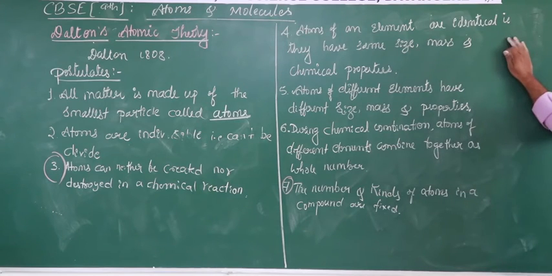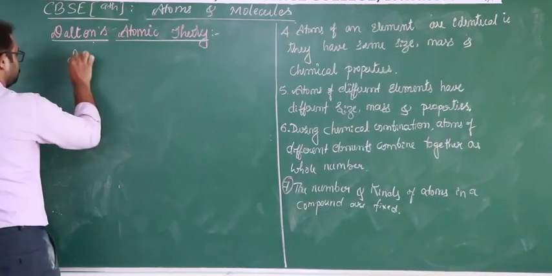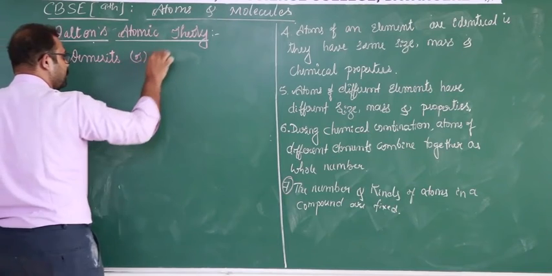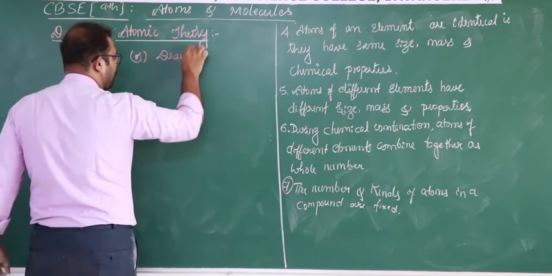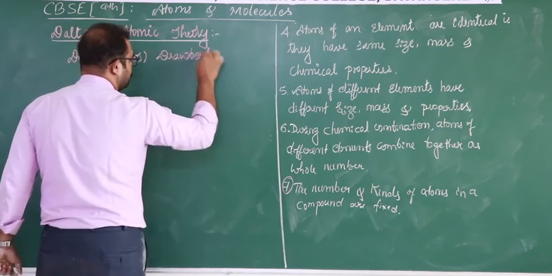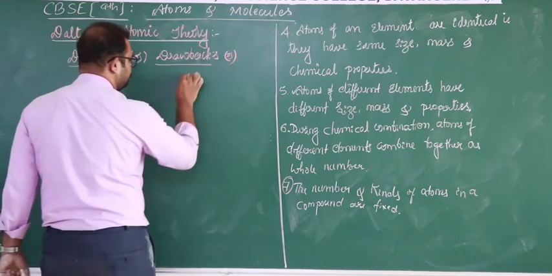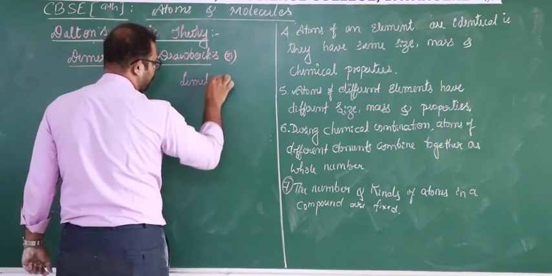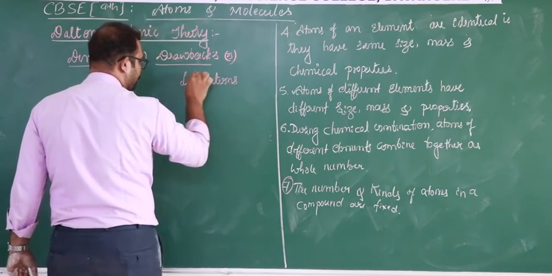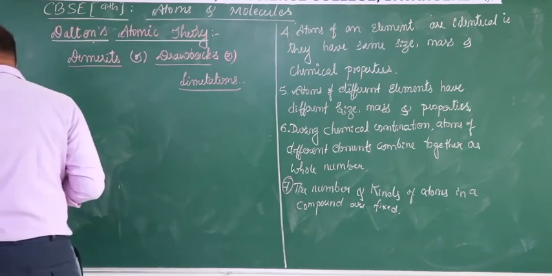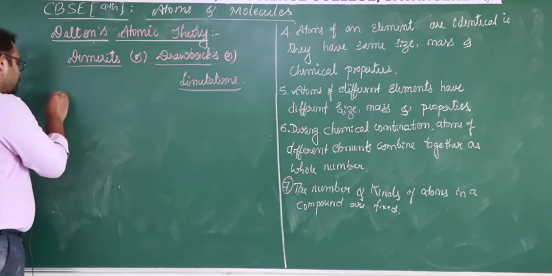After discussing the postulates of atomic theory, now let's move on to the demerits of Dalton's atomic theory. You can call them demerits, drawbacks, or limitations. So let's see what the limitations or drawbacks are.